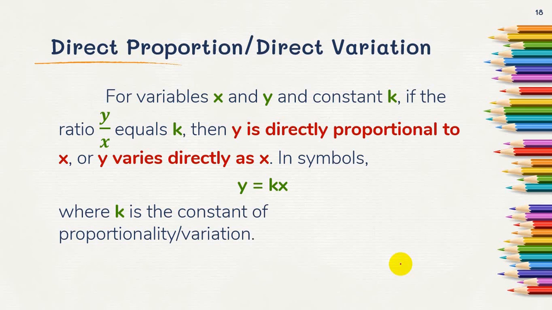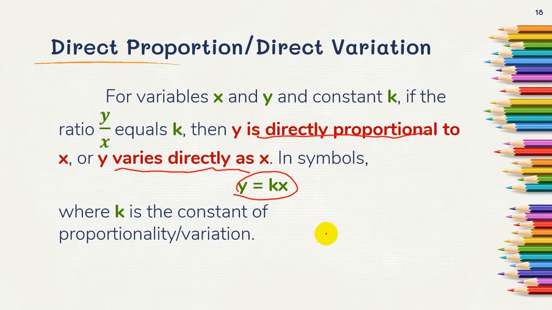Let's start with the first type of variation, which is direct proportion or direct variation. For variables x and y and the constant k, if the ratio y over x equals k, then y is directly proportional to x, and y varies directly as x. In symbols, the equation is y equals kx. Remember that the problem falls under direct variation if you see the statements "varies directly as" or "is directly proportional to", where k is the constant of proportionality or variation.